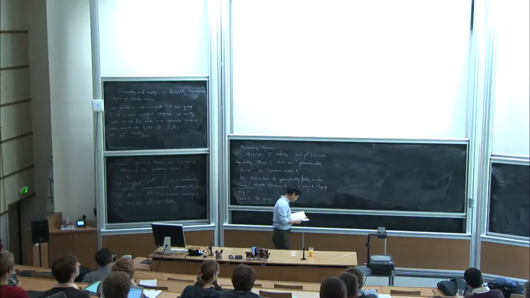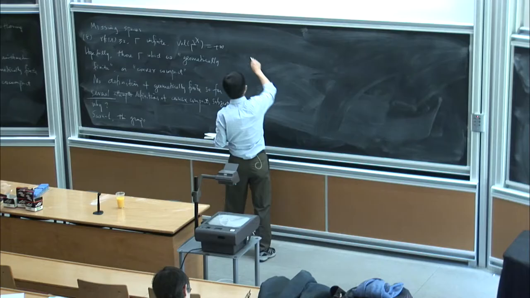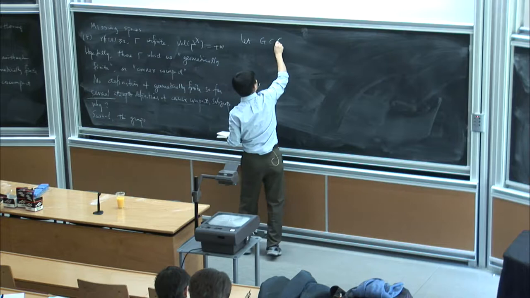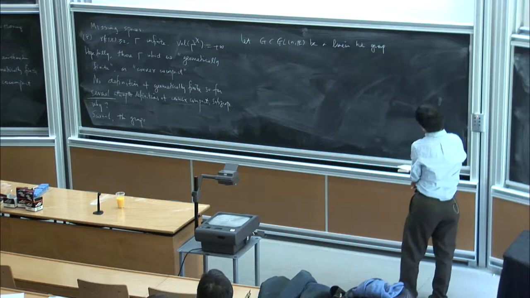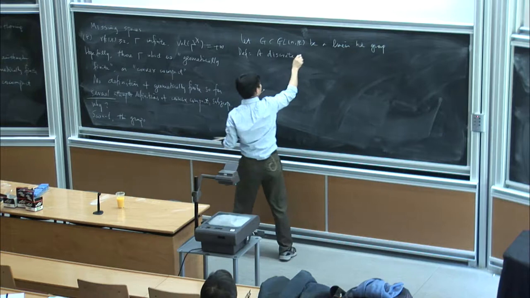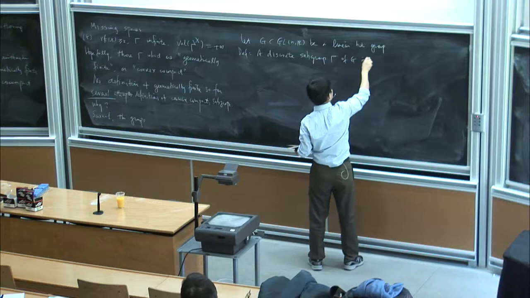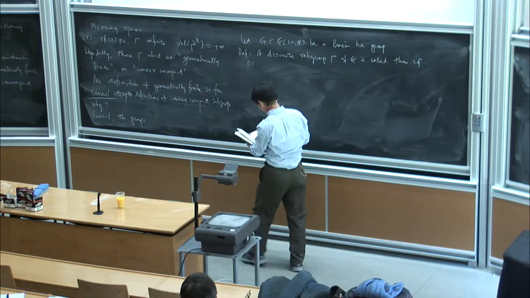Okay, let me define that. So let G be a linear Lie group, or you can take a real locus of a linear algebraic group. So it's linear. Then here's the definition. A discrete subgroup Gamma of G is called thin if the following two conditions hold. The first one is that Gamma is Zariski dense.